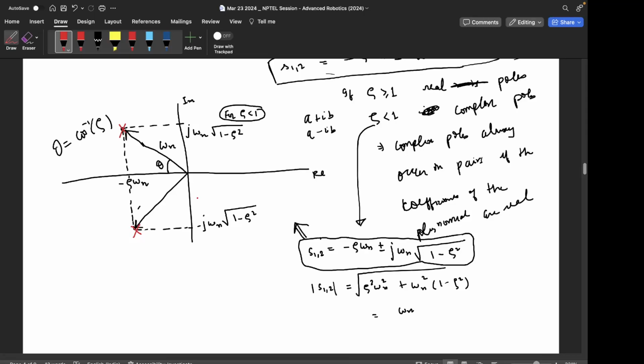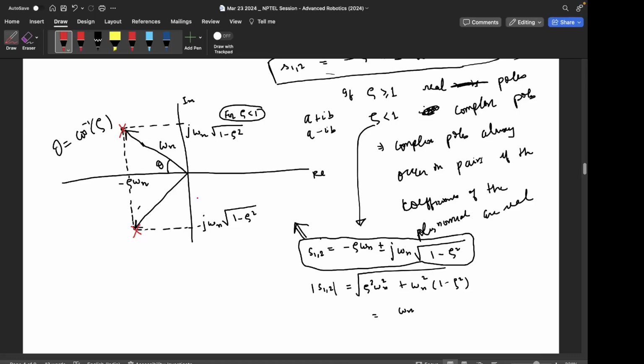So a few things to note here. Xi is b by 2 under root km, and in most scenarios mass is always positive, and stiffness and damping are also generally positive. So xi is generally positive, and omega n is also positive. So the real part of this root, minus xi omega n, is negative, right? So always negative generally.